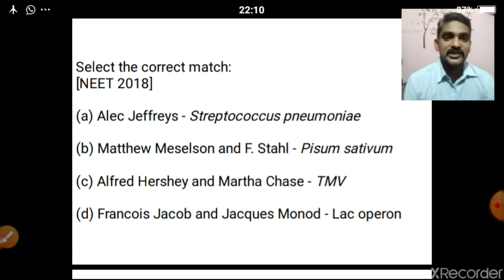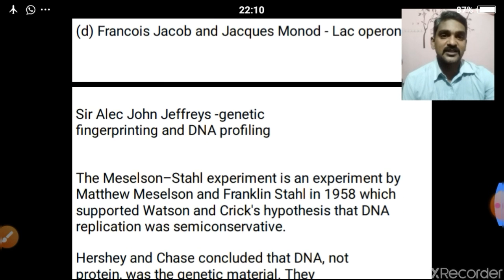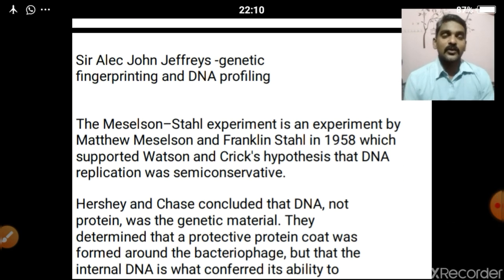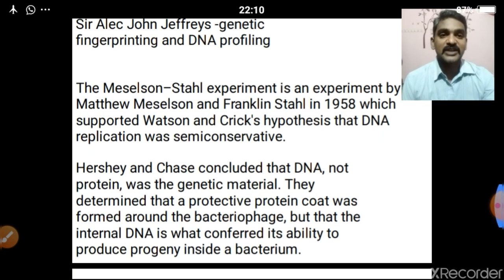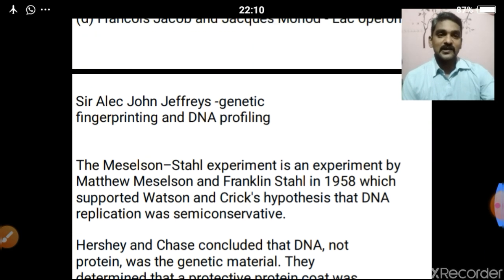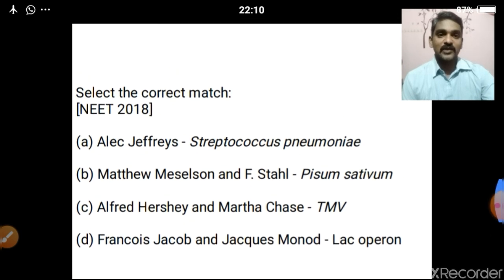So what did Jeffreys, Meselson and Stahl, Hershey and Chase do? Alec Jeffreys, his full name is Alec John Jeffreys. He gave genetic fingerprinting, and DNA profiling was discovered by him only. Then Meselson and Stahl's experiment: the semi-conservative mode of replication was given by them. Hershey and Chase proved the DNA as a genetic material with the help of the bacteriophage virus. So these three are given as wrong matches. So the first three will not come. So the last option is the right answer.